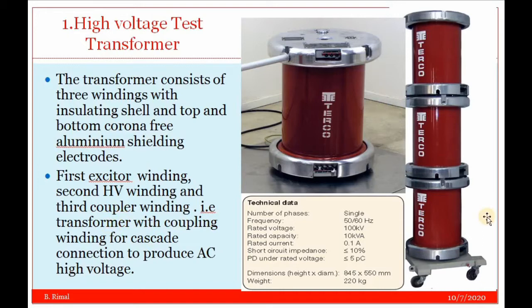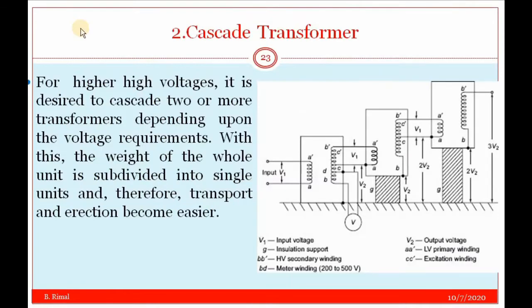This test transformer should have good insulation cells and top and bottom corona free aluminum shielding electrodes. You can see a picture of a test transformer, which is used to generate high voltage AC in the laboratory. As we have discussed, for even higher values of high AC voltage generation, we need these cascaded transformers, and these are the individual test transformers.